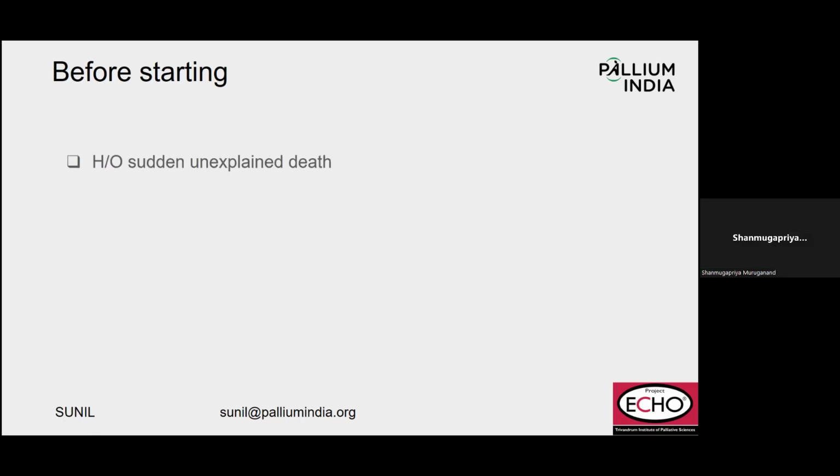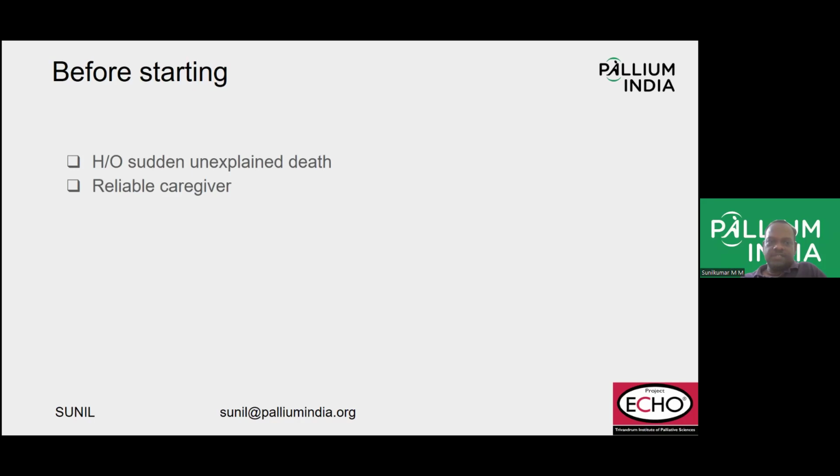Regarding whether they can come for follow-up, whether they have a caregiver who's taking care of them. So you should also ask about history of sudden unexplained death, family history. And as you told, does this patient have a reliable caregiver and is he cognitively okay? All these things need to be looked into. And then what are the investigations you are going to do? Investigations?